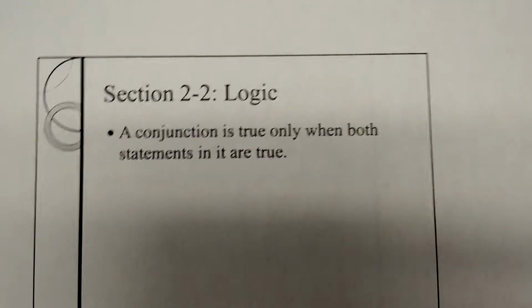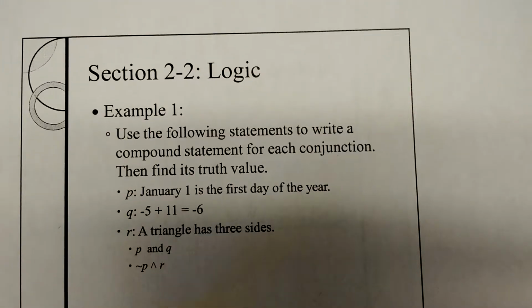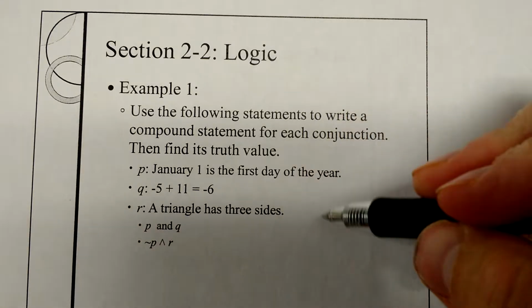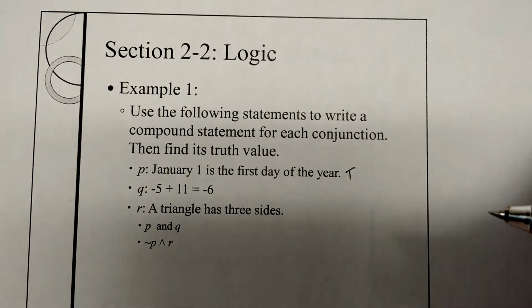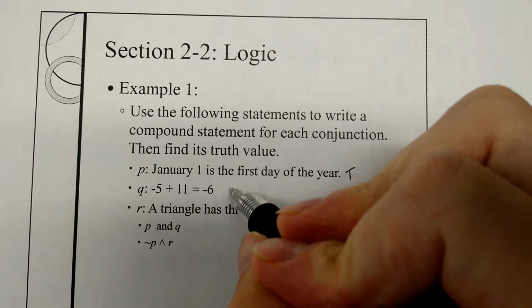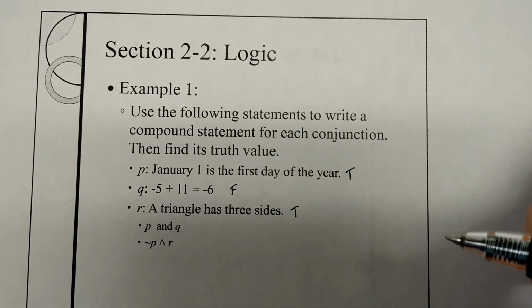That kind of conjunction is true only when both statements in it are true. In that previous example, that was a true one, because Springfield is a city in Illinois, and it is the capital. So for an example here, to start, we need to figure out whether the individual statements are true or false. January 1st is the first day of the year. That's a true statement. -5 plus 11 is -6. That is a false statement. It should be +6. And a triangle has three sides. That is a true statement.